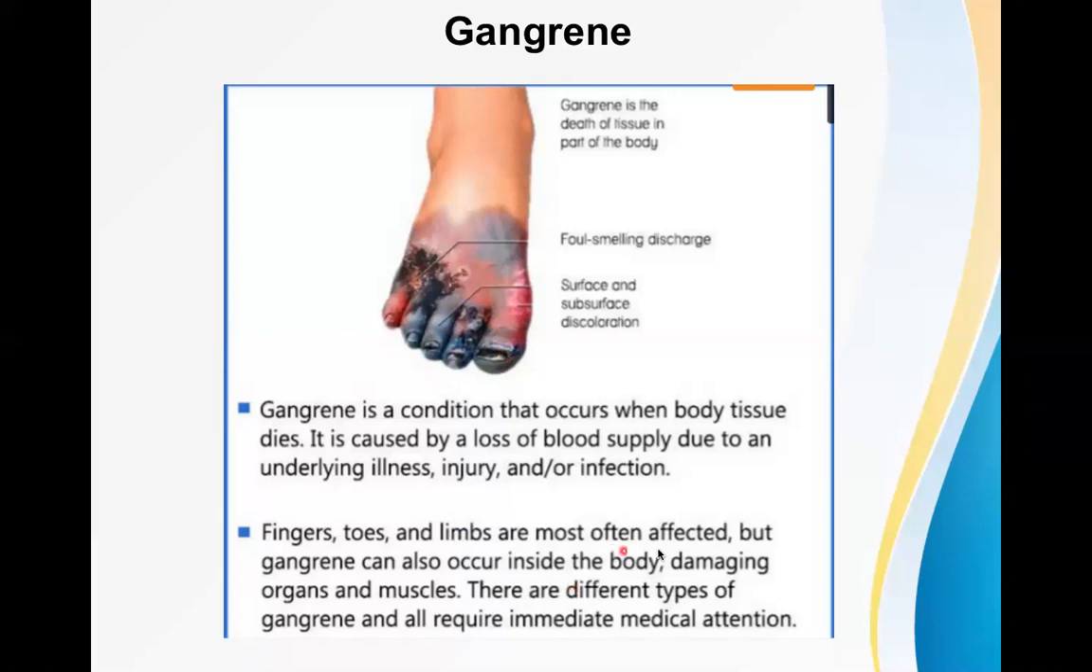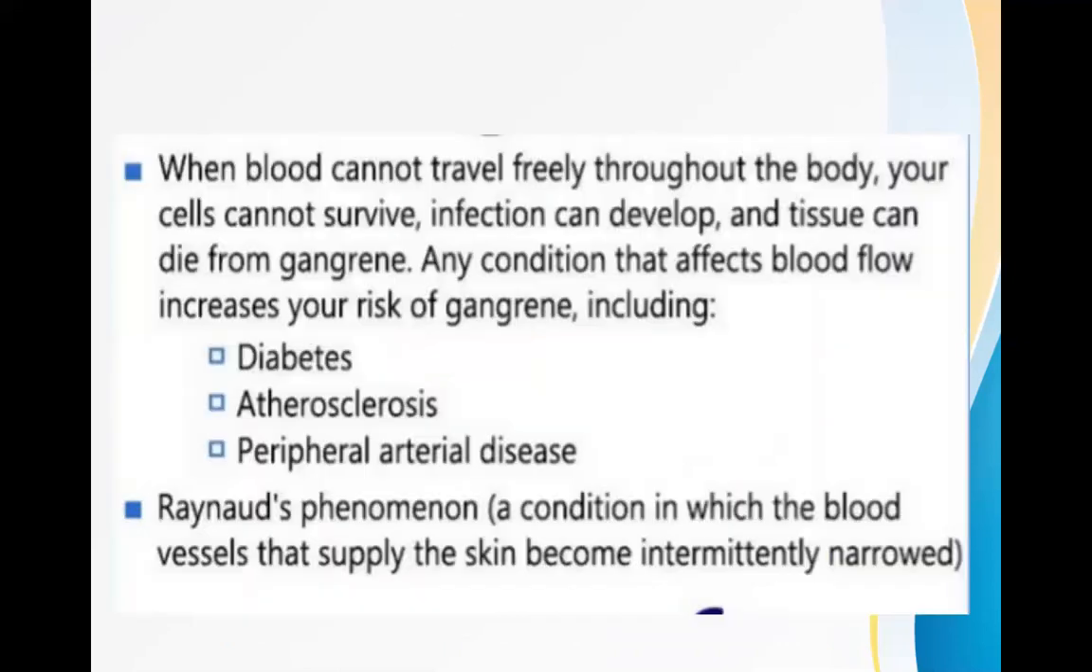So fingers, toes, and limbs are most commonly affected, but gangrene can occur inside the body also. Inner organs can also suffer from gangrene. During pathology discussion, we talked about intestinal gangrene and gallbladder gangrene. These are different terms which you can use for inner parts of the body as well. Now see here, when blood cannot travel freely throughout the body, then there is death of the tissue resulting in gangrene.